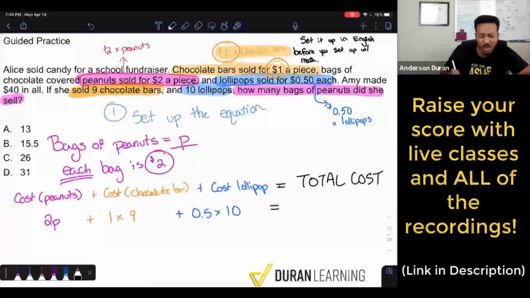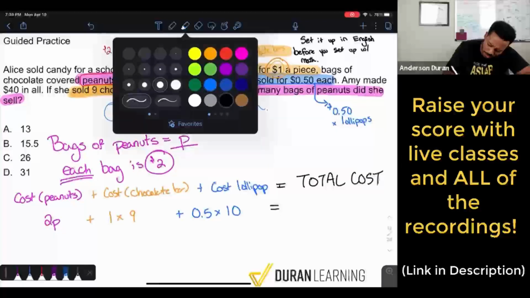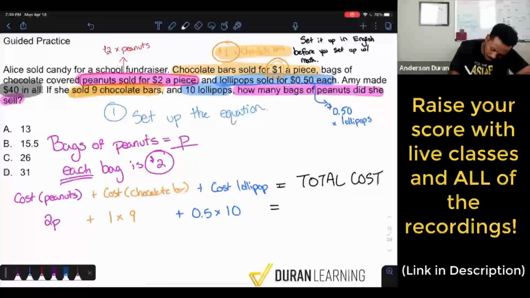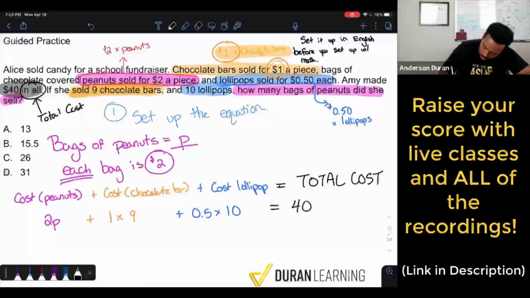Everybody, were we given the total cost? Was that given to us? Yeah, I see y'all giving it right there. Yeah, 40 right here. In black right here, 40. That's the total cost. In all, total cost right there, $40.